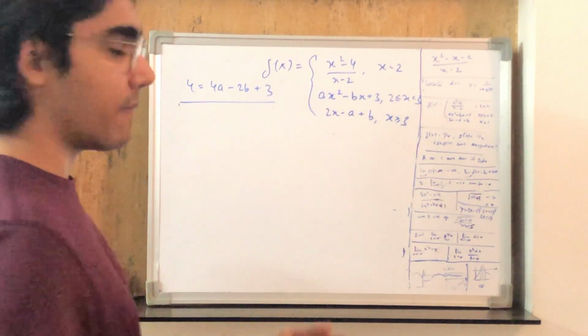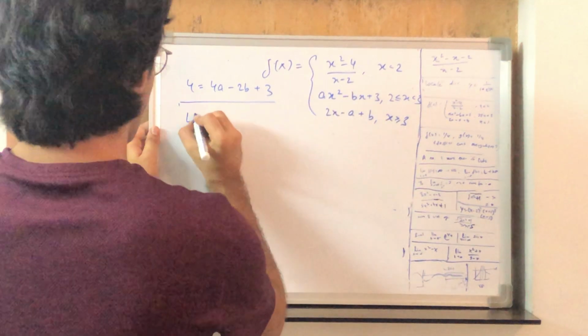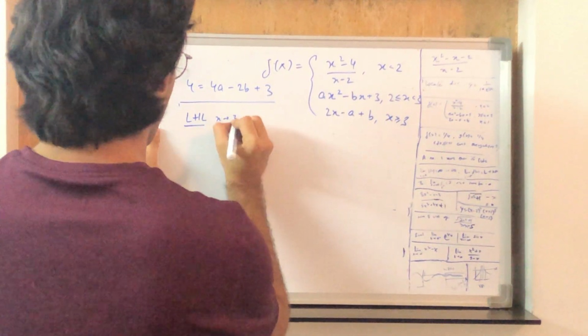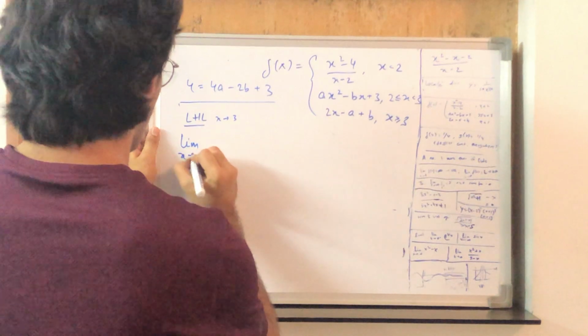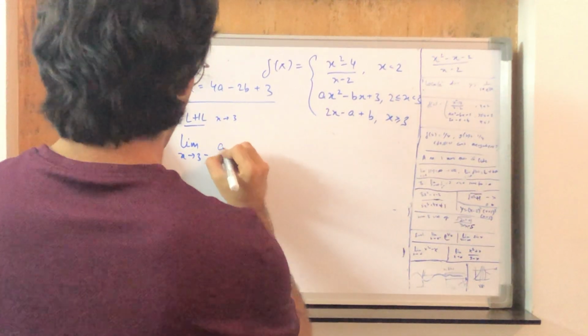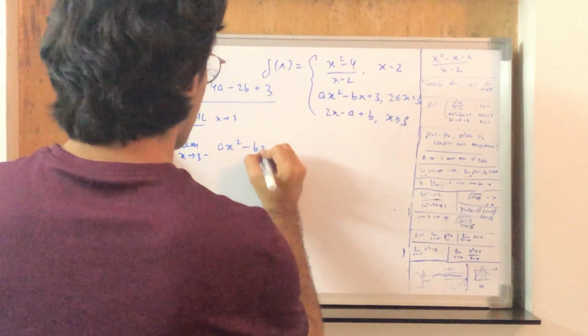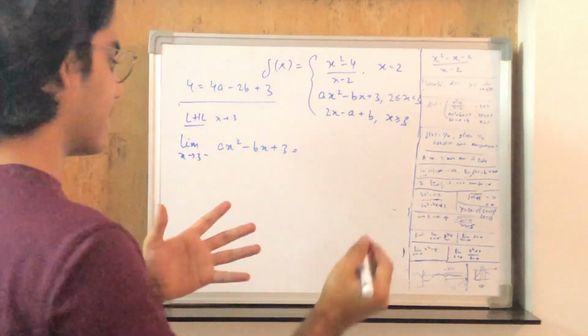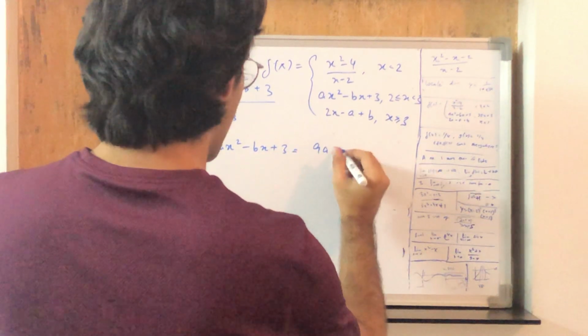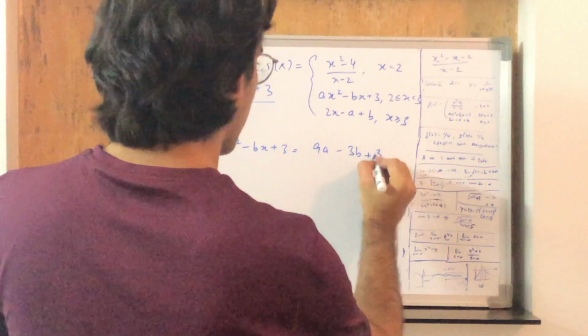Now we proceed in a similar fashion with x tending to 3. So let's find the left-hand limit for when x is approaching 3. I have limit x tending to 3 minus, I'm going to go with this a little quicker, of ax squared minus bx plus 3. I can just plug in 3 again. I get 9a minus 3b plus 3.